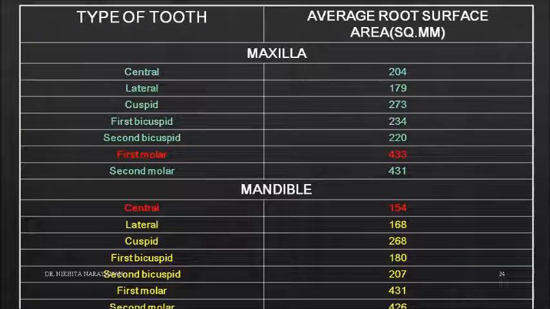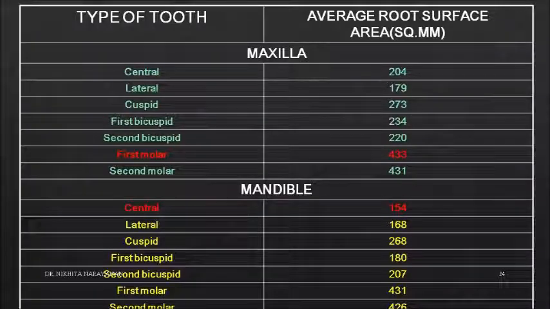For the maxillary canine, it is 273 square millimeter. For the maxillary first premolar, it's 234. Second premolar, it is 220. First molar, it's 433. Second molar, it is 431.